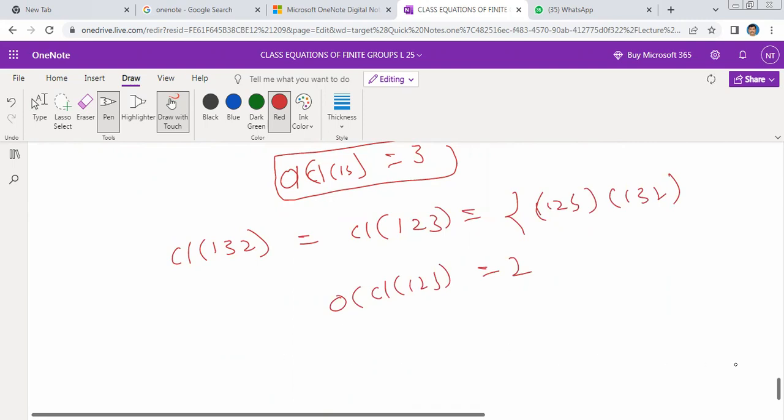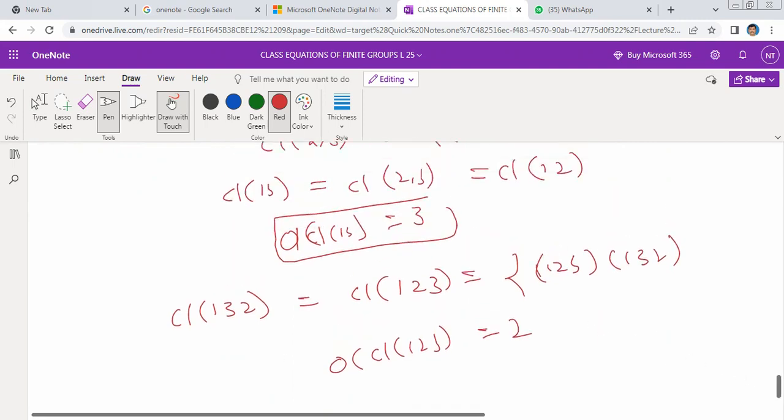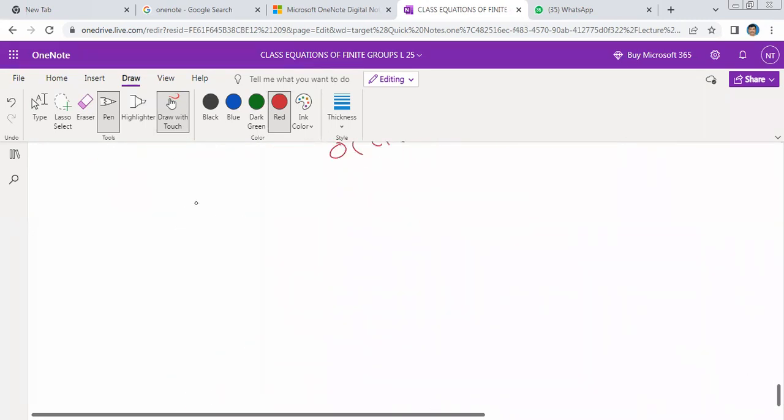Therefore, how many disjoint classifications? 3, sir, 3 total. So the classification of S3 has 3 conjugate classes. In these 3 conjugate classes, we take the order of the conjugate class of identity.